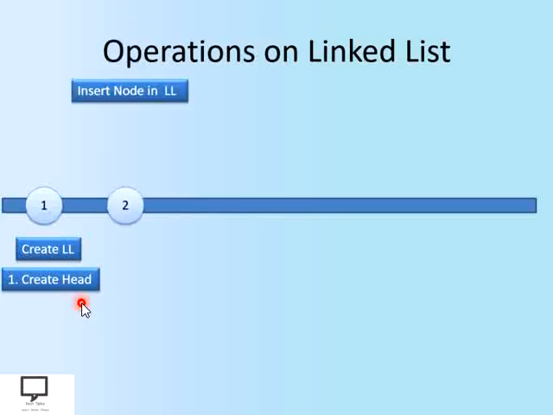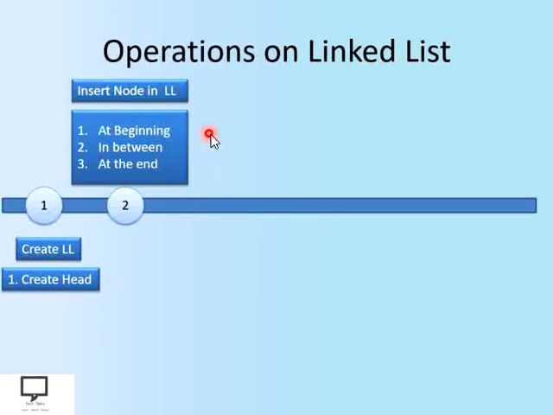What will be the other operation? The second operation is insert node in the linked list. For the insertion of a node, there are different locations where we can insert a node. That again I am going to explain one by one. Now this is just the introduction. Just take a glimpse of what operations we can perform on a linked list.